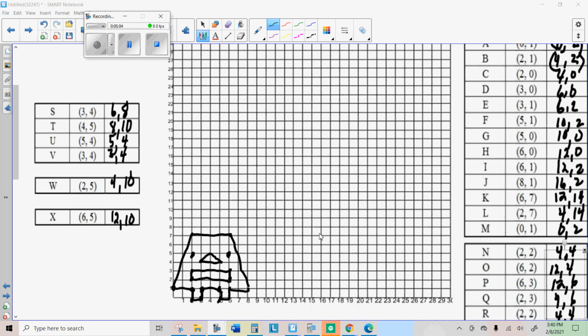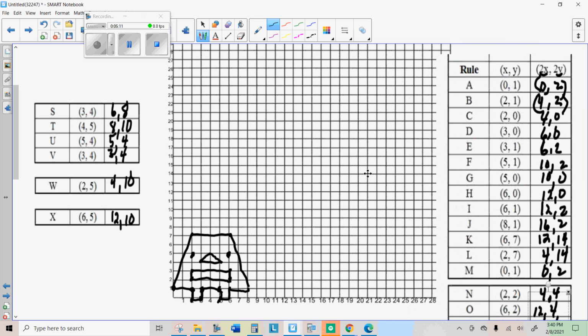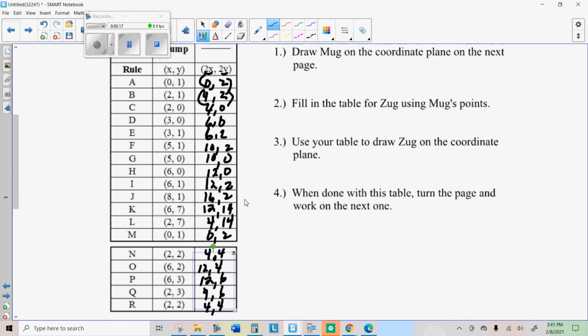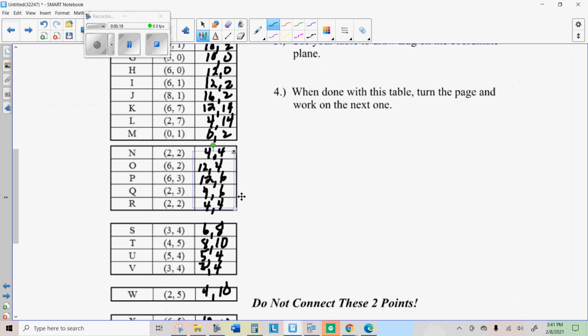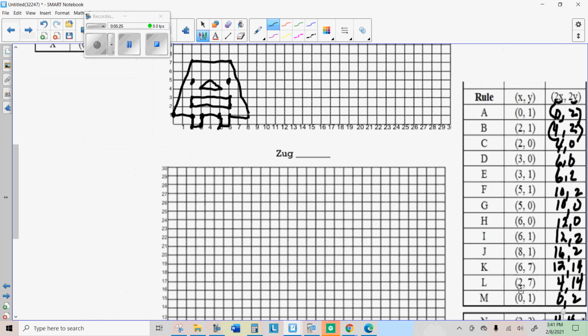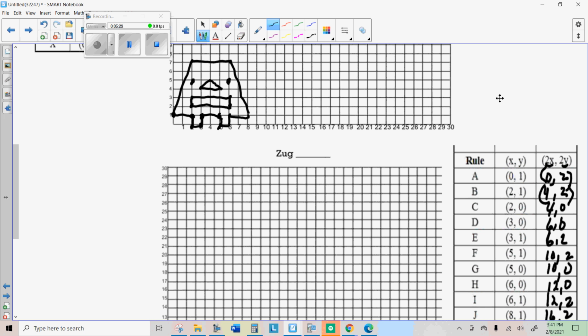So here's what your Mug should look like. Now we're going to create the next person, which is Zug. And remember that rule is all the coordinates are doubled. So let's see what happens when we do that. We'll put Zug down here on this graph. Go ahead and graph this set of points now.